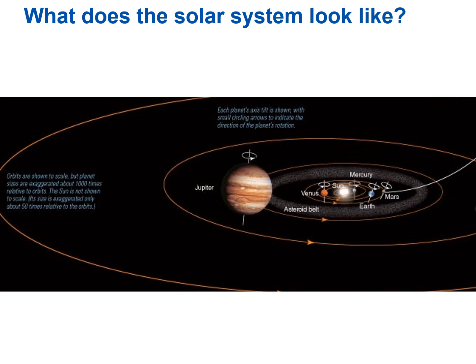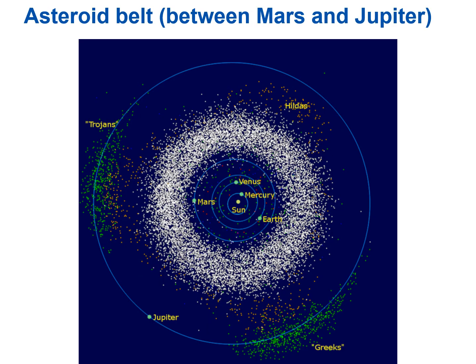So let's talk about what the solar system looks like. We've already talked about the planets going around the sun and the asteroid belt. The asteroid belt is a belt of asteroids that is between the orbits of Mars and Jupiter. It's where most asteroids in our solar system are. There are other asteroids in our solar system.